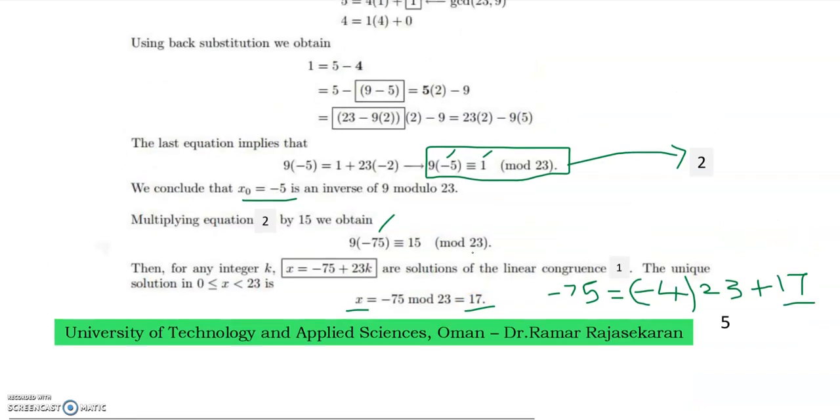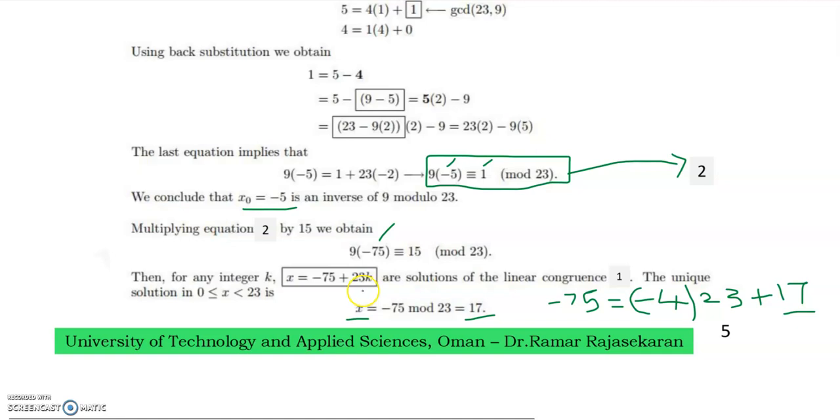Now we write all solutions. How to write all solutions? For any integer k, x is equal to minus 75 plus 23k. How do we write this? From this linear congruence equation, we can write minus 75, then plus 23, which is the given modulo, then k is nothing but an integer. So this is all solutions of the given linear congruence.